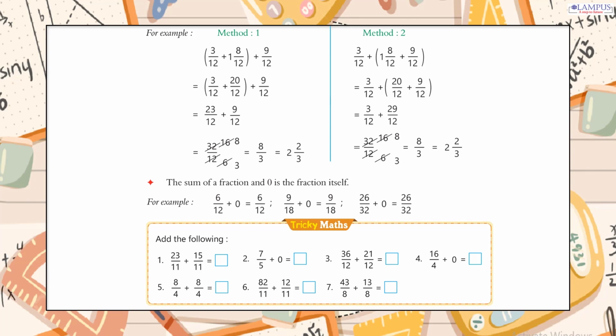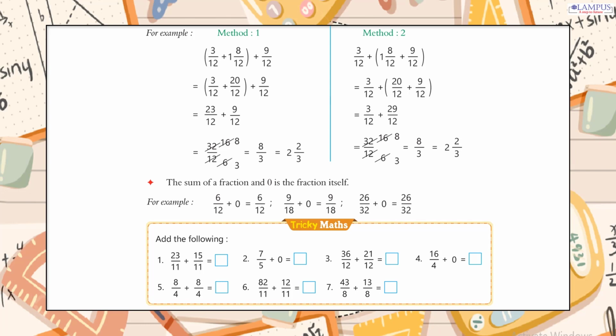Method 2. 3 by 12, plus, in a bracket, 1 and 8 by 12 plus 9 by 12, equals 3 by 12 plus, in a bracket, 20 by 12 plus 9 by 12, equals 3 by 12 plus 29 by 12 equals 32 by 12. Simplify 32 by 12. Divide numerator and denominator both by 2. We get 16 by 6. Again divide both by 2. We get 8 by 3 as simplified form, equals 2 and 2 by 3.